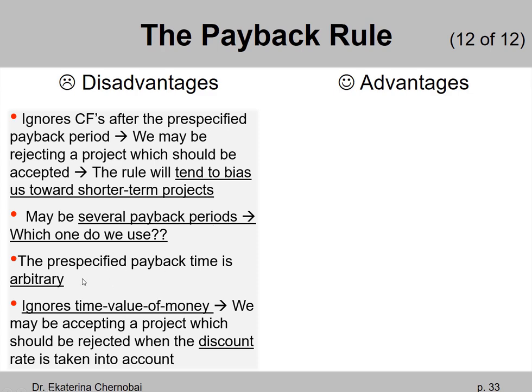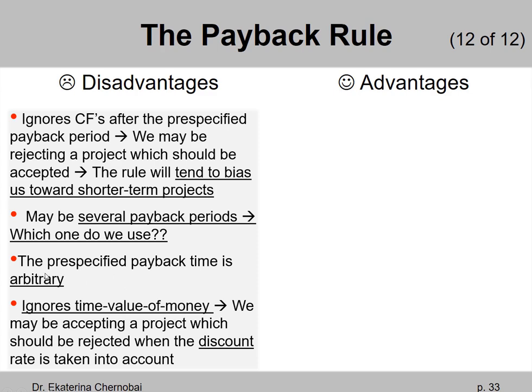Then the whole cutoff, the required payback period, or the so-called pre-specified payback time, where does that number come from? That's the number that's given, right? It's kind of arbitrary, because if we change it a little bit, then the whole decision would be different.